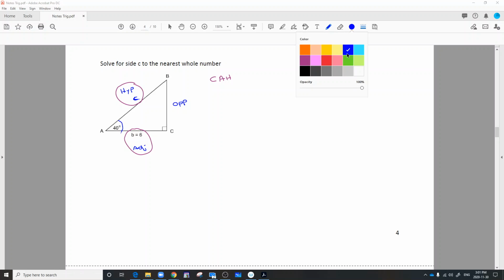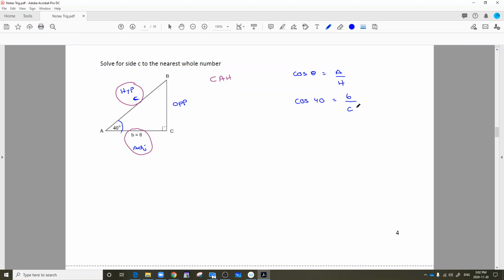So adjacent and hypotenuse means I'm going to use cos. So now I'm going to set up my trig ratio. So the cos of any angle is equal to the ratio of the adjacent side to the hypotenuse. For this question, it's the cos of 40, my angle, is equal to, now my adjacent side is 6, and my hypotenuse is c. I want to solve for c.